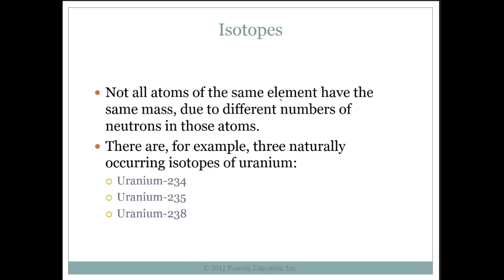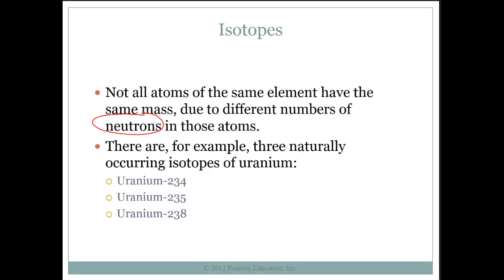Not all atoms of the same element have the same mass, due to different numbers of neutrons in the atoms. They do, however, have the same number of protons. Keep that in mind: the atomic number always stays the same for the same element.